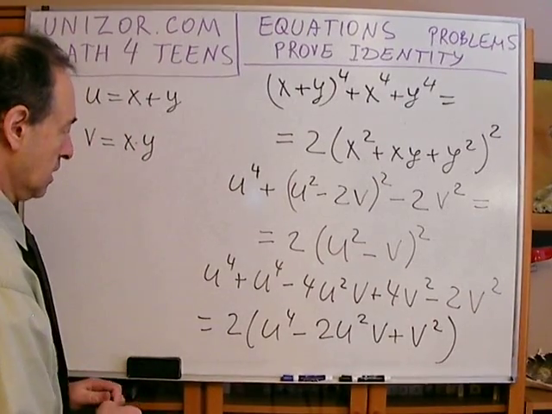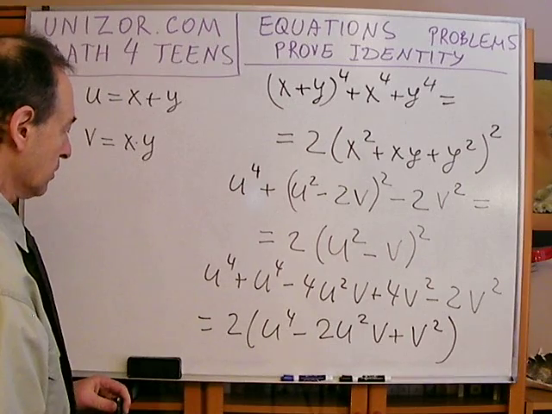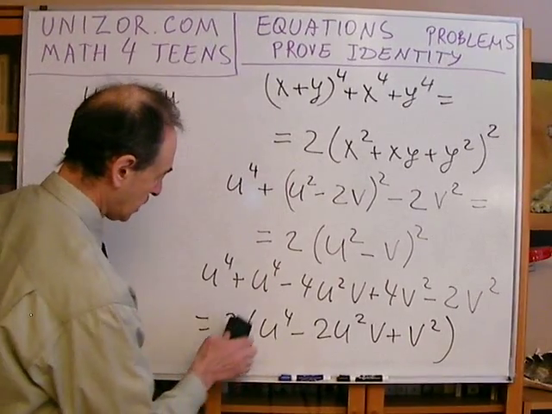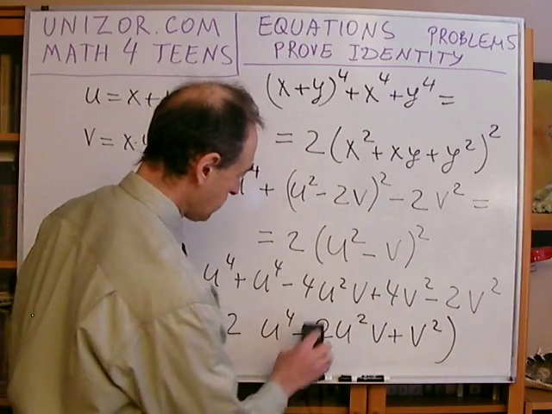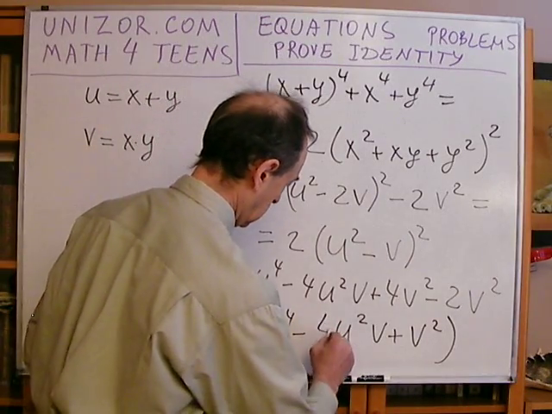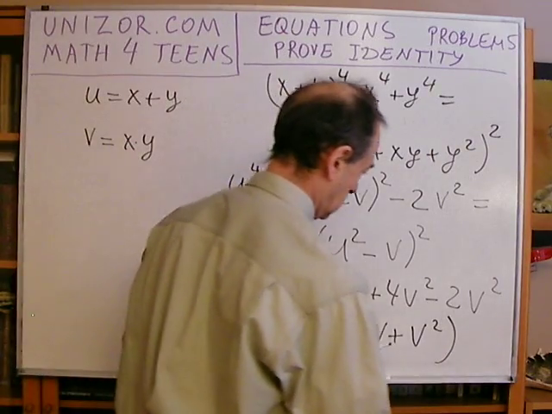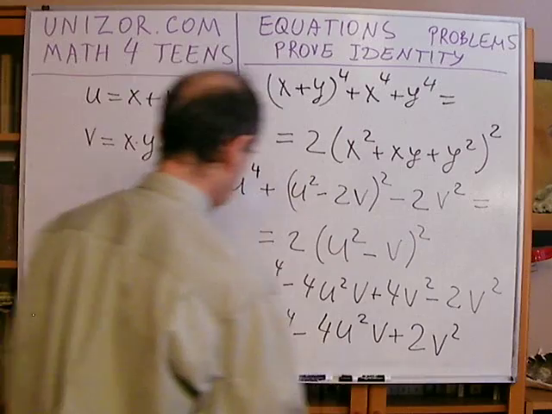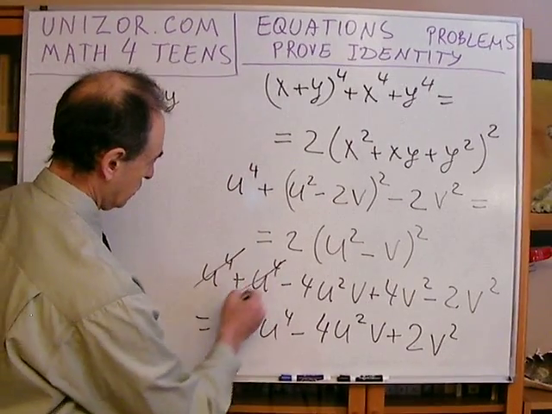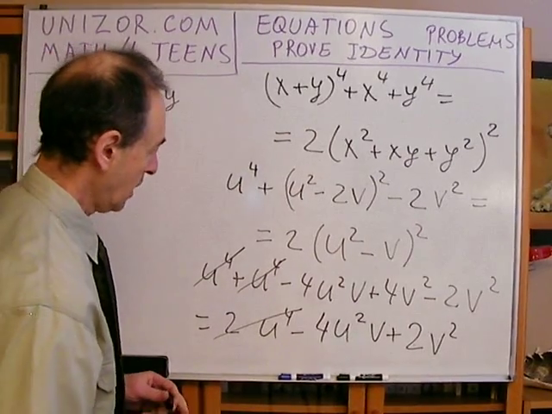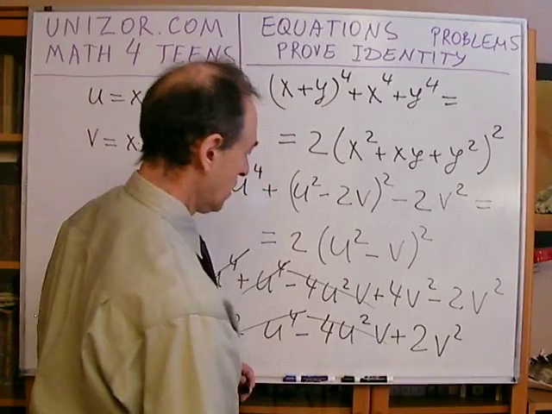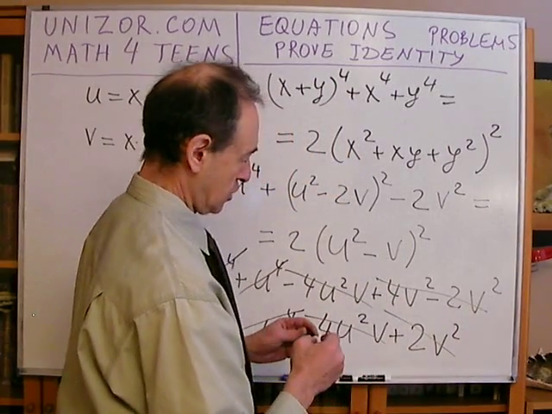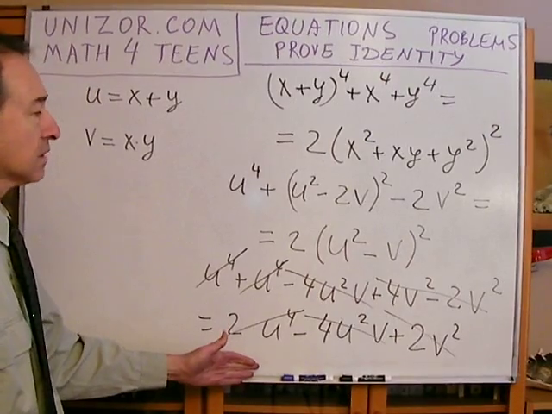Now, is this a true identity? Well, let's check it out. Let's open these parentheses. So 2 times u to the 4th minus 4 and plus 2v squared. All right, let's check it out. U to the fourth, 2u to the fourth. That's fine. Minus 4u squared v, minus 4u squared v. 4v squared minus 2, and this is plain 2. Again, checks. So, identity is proven in terms of u and v.